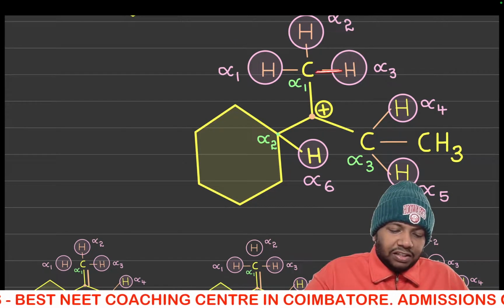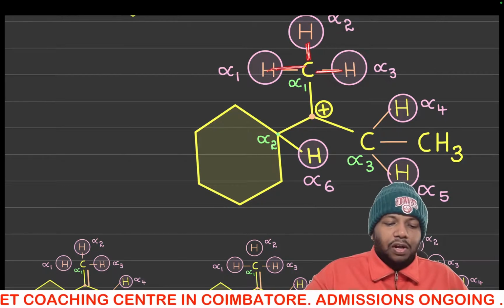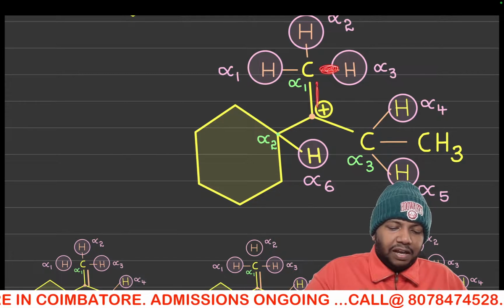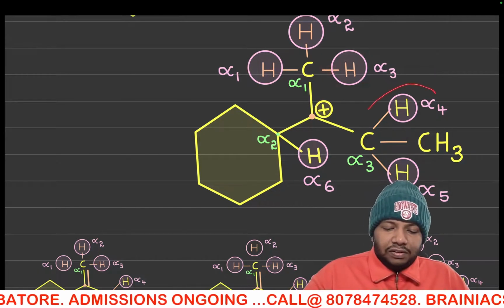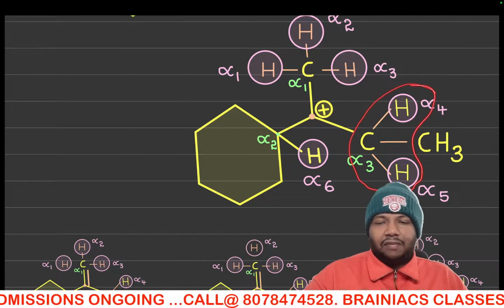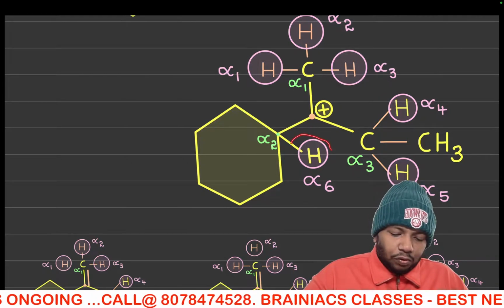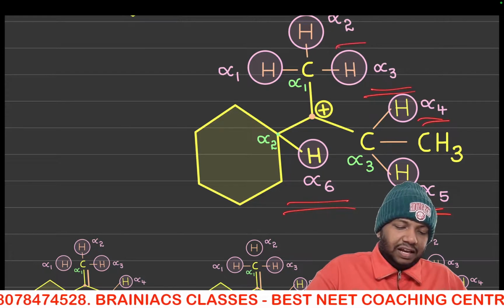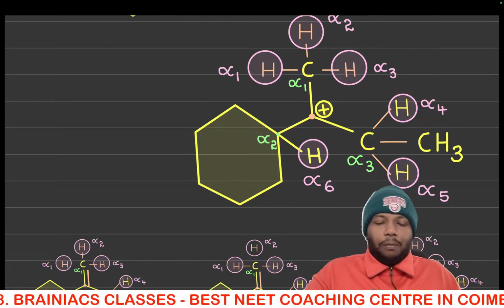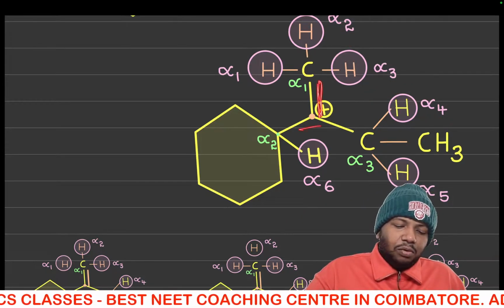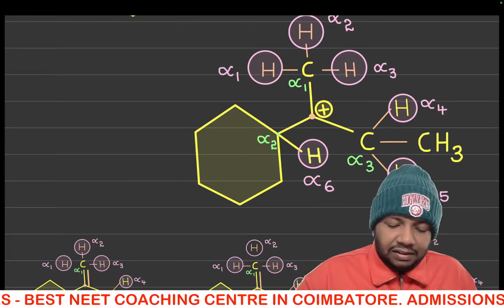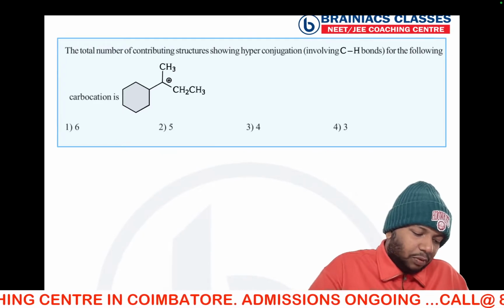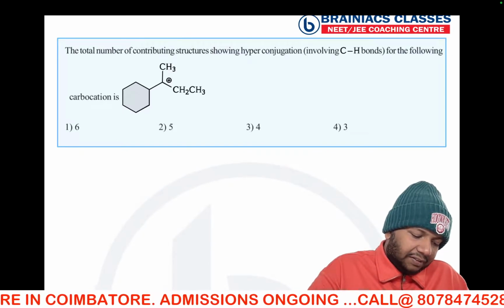This one has one CH bond, another CH bond, another CH bond. So these three hydrogens are capable of removing their bond and forming a double bond here. Here also there are another two hydrogens available to do the same. This also has one hydrogen. So totally I can say there are 6 alpha hydrogens ready to form a bond here to remove the deficiency. So the answer would be 6. My answer would be option 1 as the correct answer.